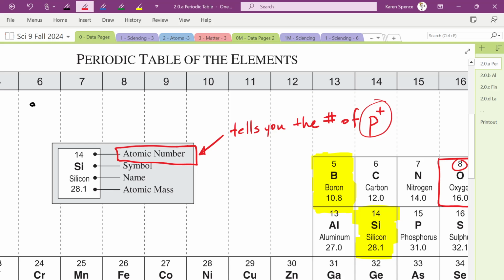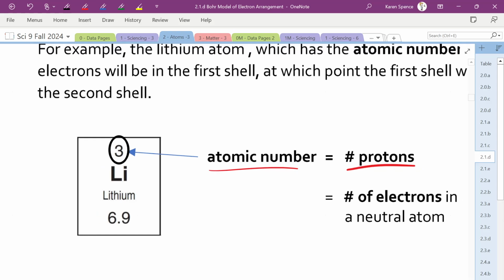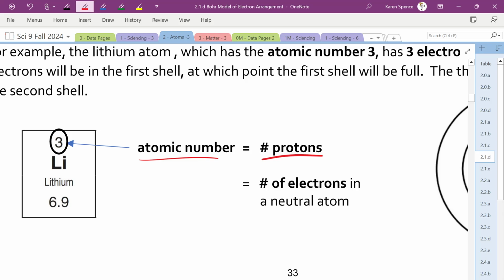So, atomic number is the number of protons. Atoms are neutral. So let's go back here. Number 3, that's the atomic number. That's the number of protons. Kai, can you move over here, please? Thank you. So how many protons do we have? We have 3. Atoms are neutral.